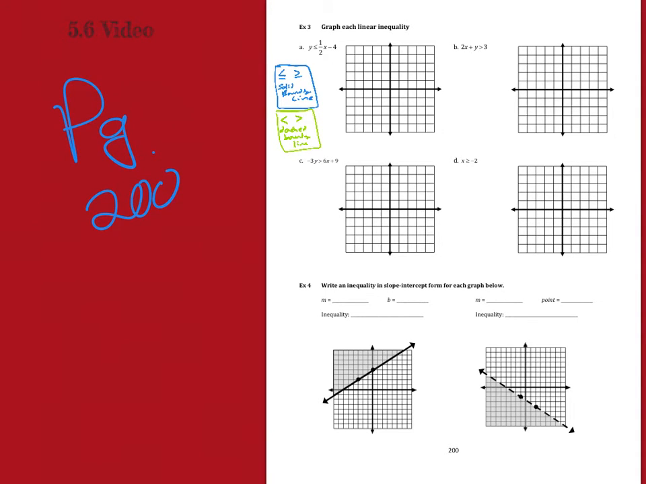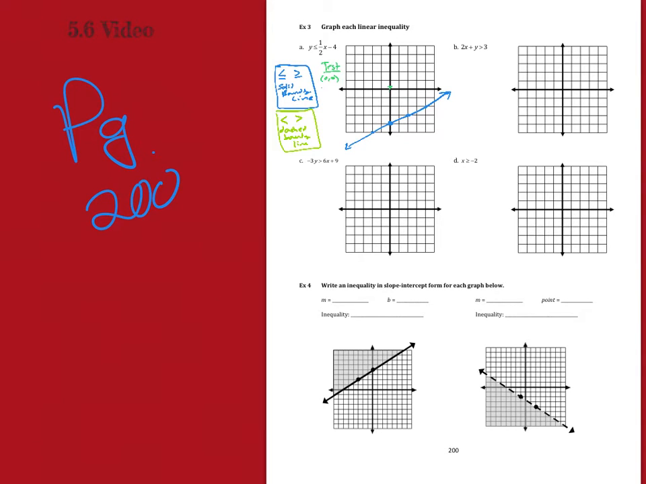I'm going to go ahead and go to my y-intercept of negative 4, and go up 1 over 2, up 1, over 2, down 1, back 2, and then a solid line, so I'll draw that. Okay, the next thing I need to do is test a point. So I'm going to test point 0, 0. You can always use 0, 0 as long as it's not on the line.